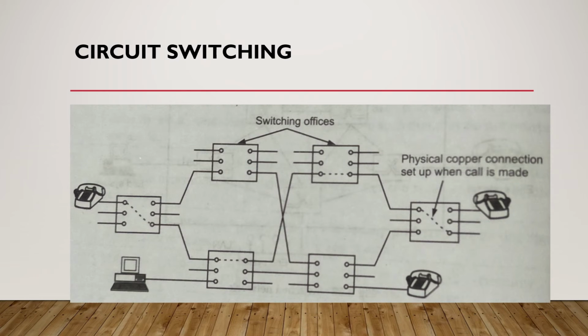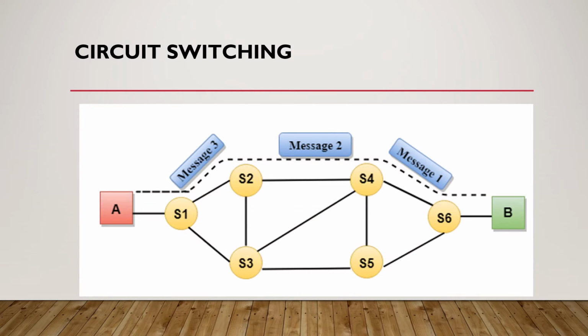This diagram represents the circuit switching technique, in which there are multiple switches present between two end systems. If two end systems or two devices want to communicate with each other, first they create a connection between them using available switches, and only after that is the actual transmission of data possible. Like in this diagram, suppose device A wants to communicate with device B.